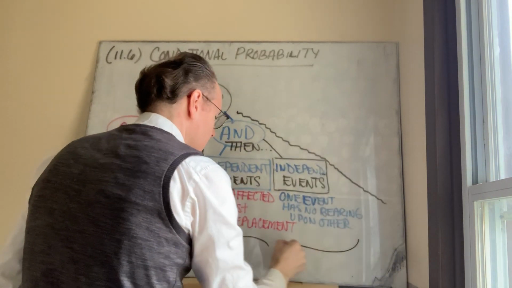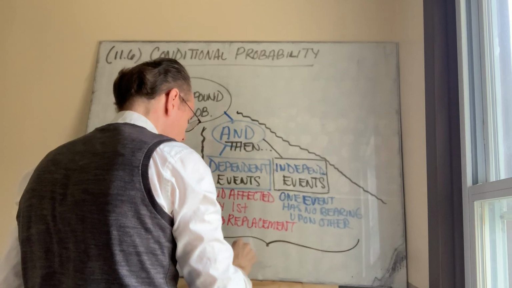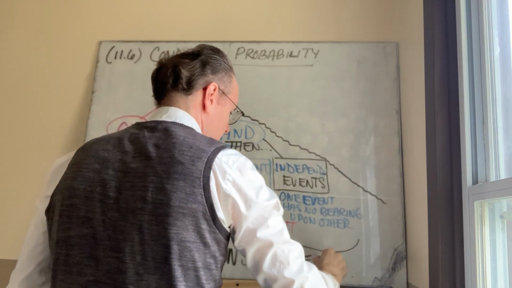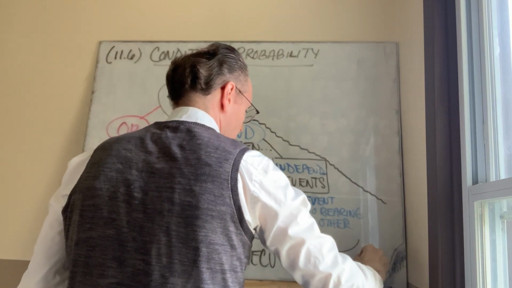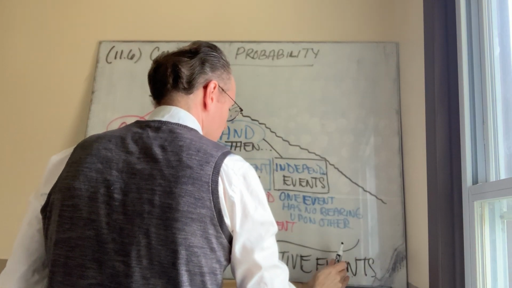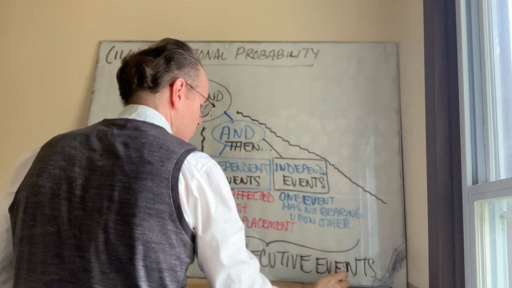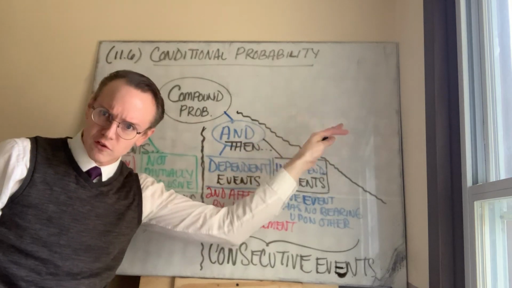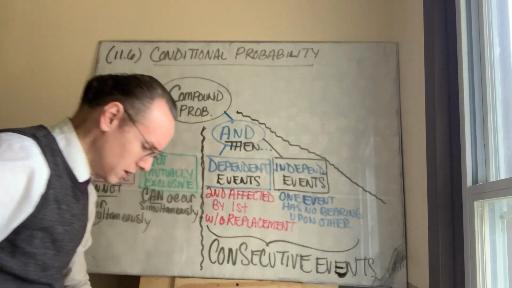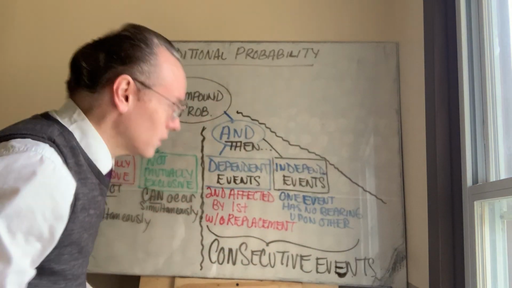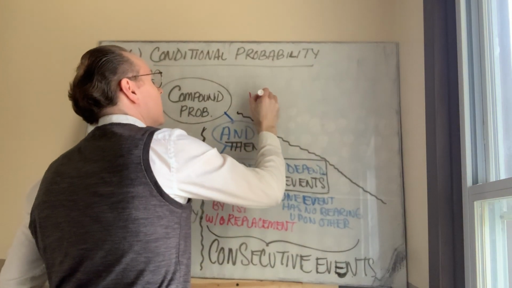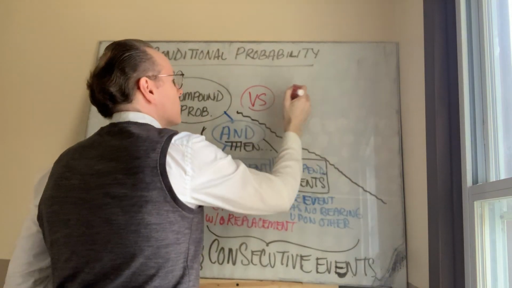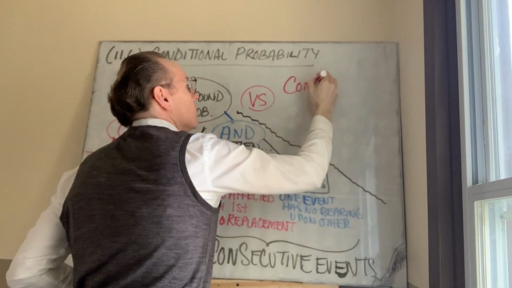These can be considered consecutive events, because one follows the other in time. That's really what's going to be necessary to grasp in order to distinguish it from this third category. So now we have the consecutive events versus conditional probability.